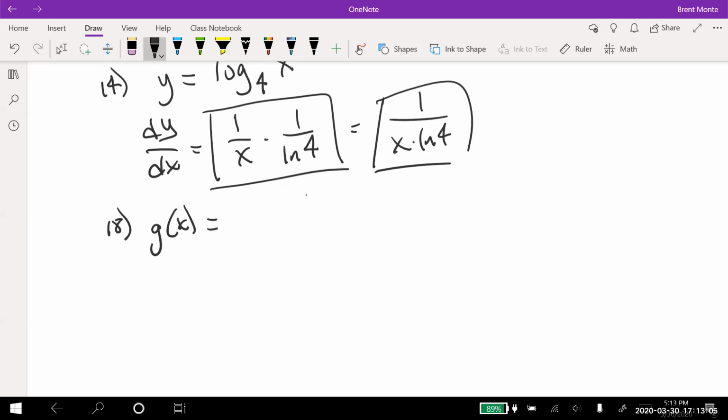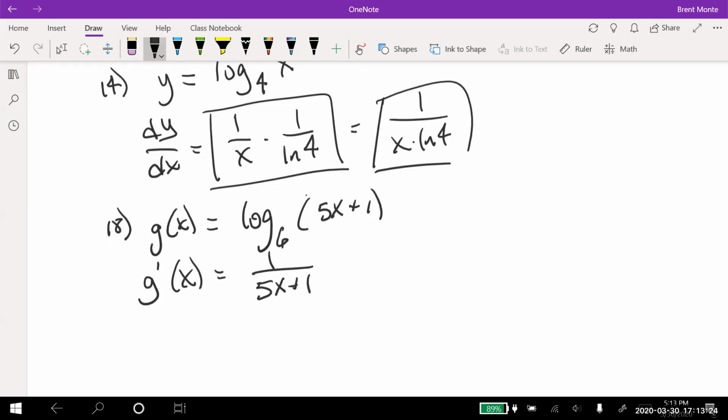So g of x, log base 6 of 5x plus 1, all in parentheses. Now remember what happens, I get 1 over the stuff that's in parentheses, whatever I'm taking the log of. So g prime of x, 1 over 5x plus 1. The chain rule says times 5 because I had an inside function. And then since it was log base 6, I have to say times 1 over ln of 6.